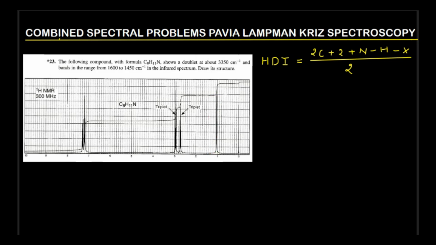Okay, and if you read the information given in the IR spectrum, which is a doublet at 3350 cm⁻¹, a student who knows the interpretation of the IR spectrum may quickly jump to the conclusion why this doublet is here. But if you don't know, don't worry, I'll come to this point a little later on. And then there is the range of bands from 1600 to 1450 cm⁻¹, which is due to the presence of the double bonds of the benzene ring. And you need to draw the most probable structure for this particular compound.